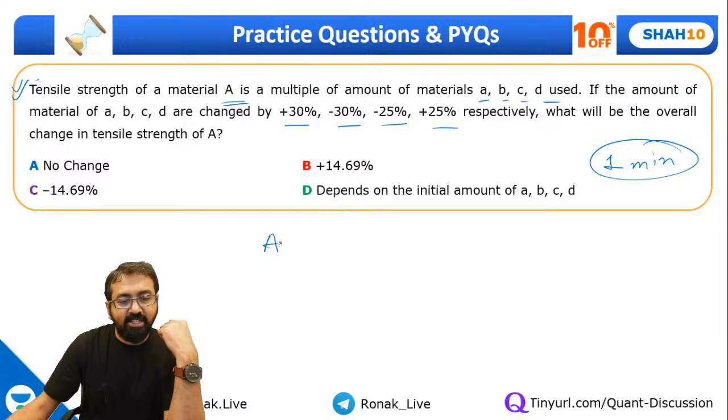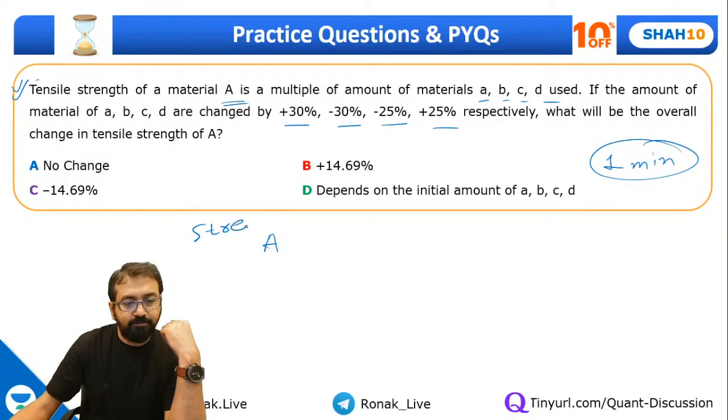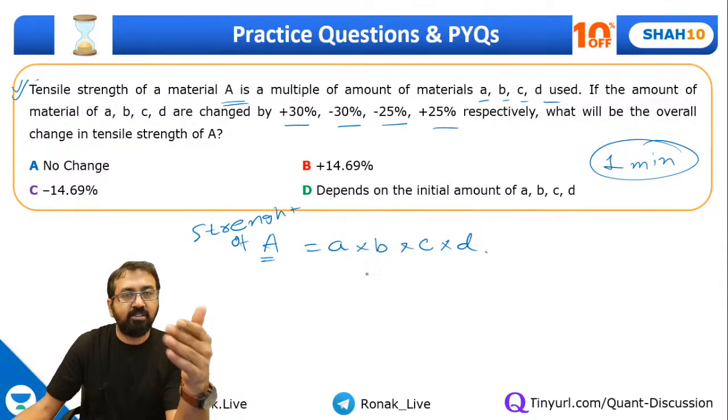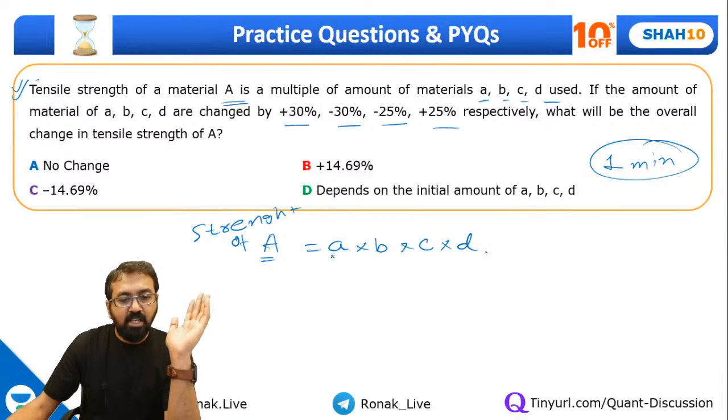See, please understand, strength of material A is equal to A into B into C into D. That's it. This is how you need to interpret. Okay, so this is the current strength. Now what I'm doing is I'm increasing this one by 30% and I'm reducing this one by 30%. So what will be the net change? Can I say 9% reduction?